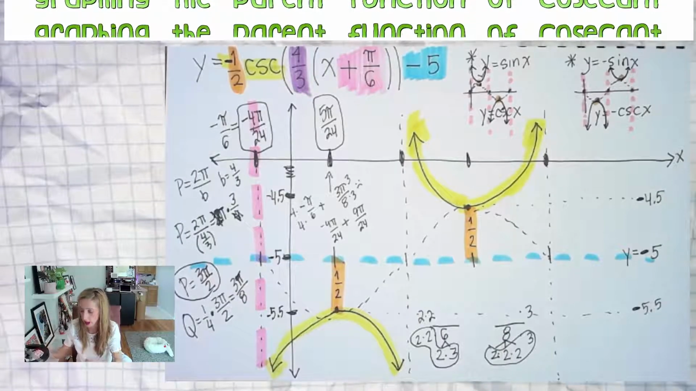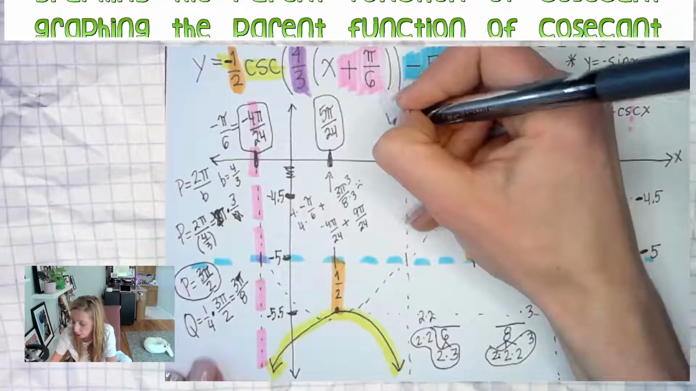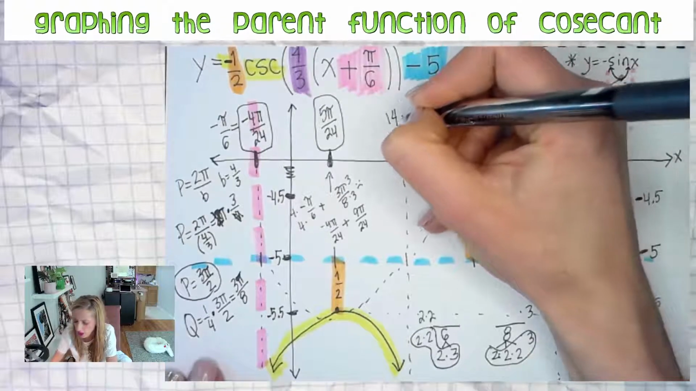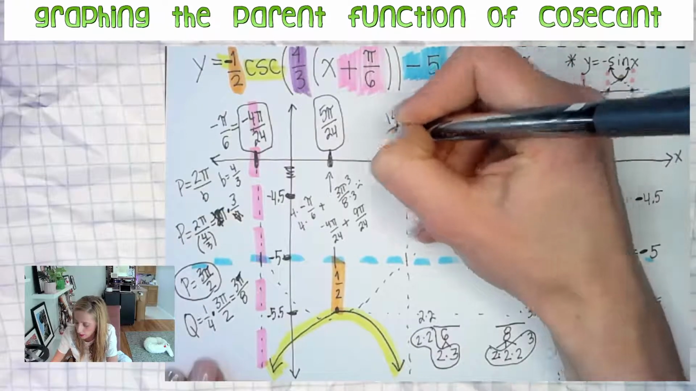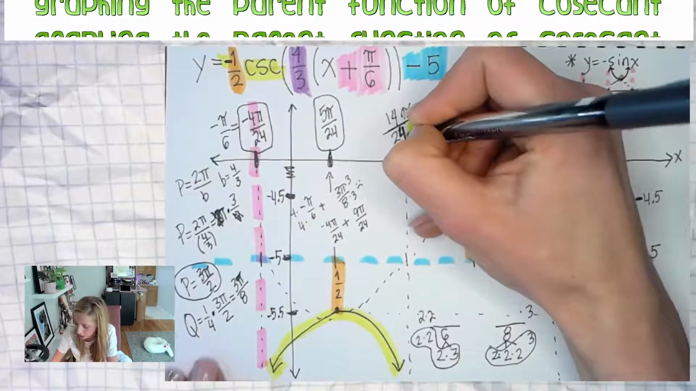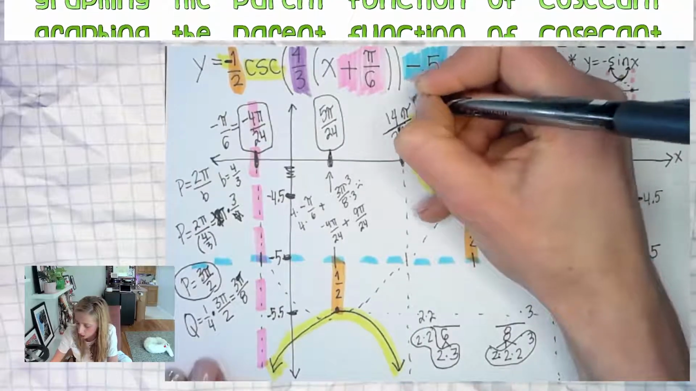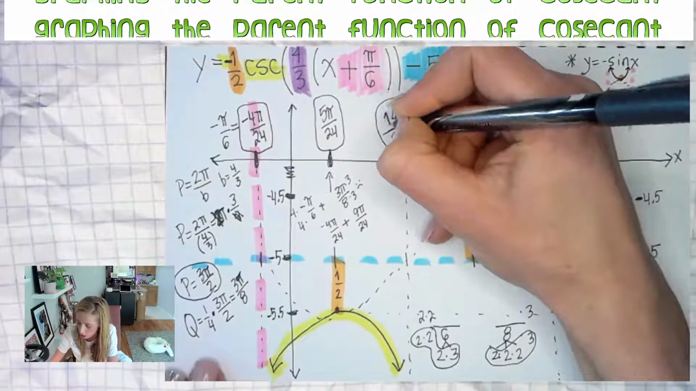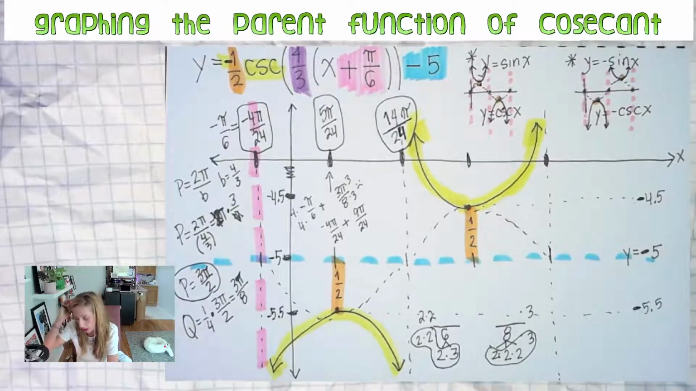Nothing crazy, okay? 5 plus 9, what do we get? 14? Am I right? I think so. 14 pi over 24. I know it reduces, but you don't have to do that. Don't create more work for yourself. It's easier in the long run if you leave it alone. You'll see why when we do domain.